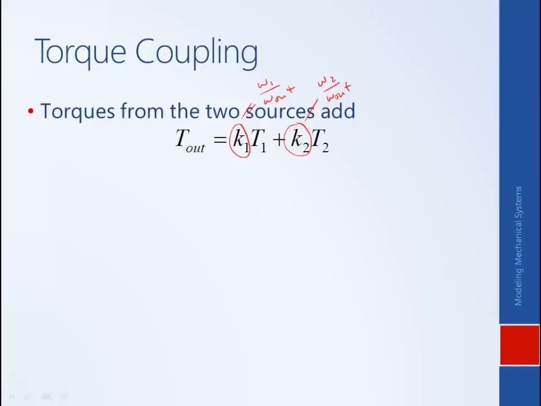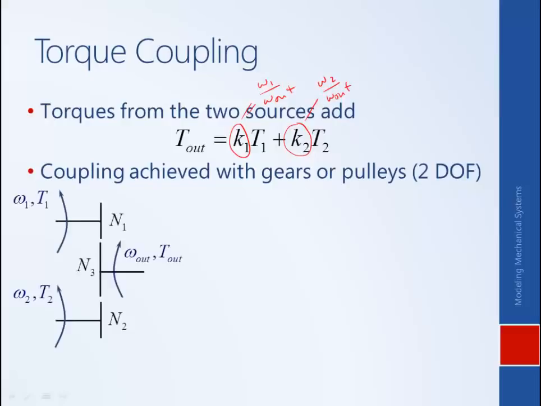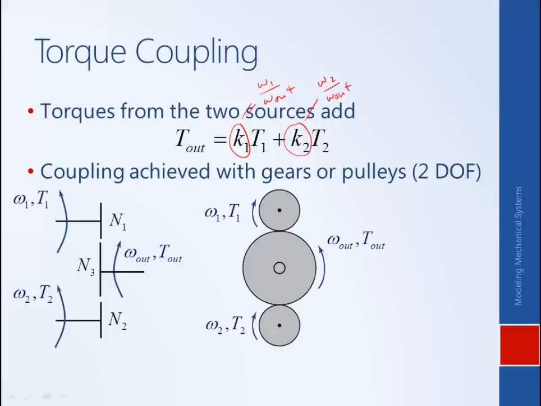And we'll understand these constants in terms of the geometry in a second. An example torque coupling device is a series of gears or pulleys like this. For example, omega 1 could be a shaft connected to the IC engine, and that gear is pushing on the output gear, and then the electric motor could be attached to this gear N2, which is also in essence pushing on the output gear.